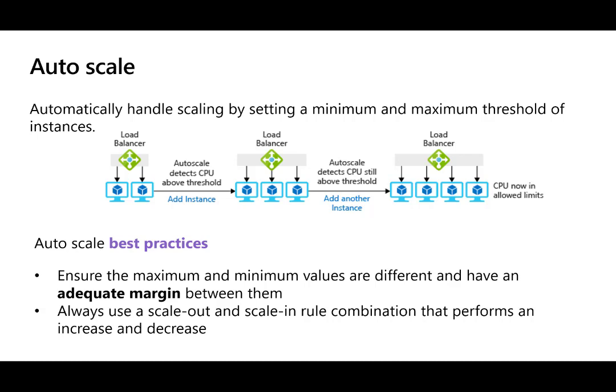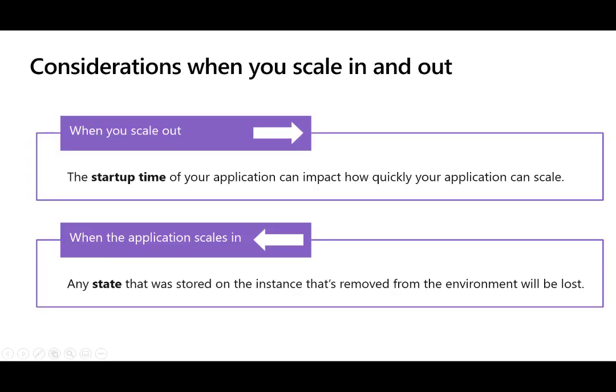Another best practice is to always use a scale out and scale in rule combination that performs an increase and decrease. If you use only one part of the combination, autoscaling will only take action in a single direction, either scaling out or scaling in, until it reaches the maximum or minimum instances. This is not optimal, as ideally you want your resource to scale up at times of high usage to ensure availability. Similarly, at times of low usage, you want your resource to scale down so you can realize cost saving. So don't forget about that.